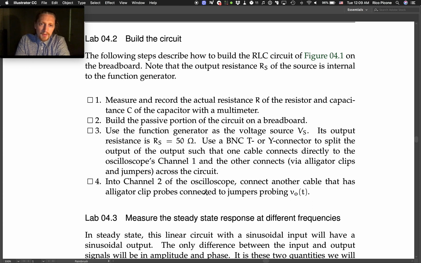Great. Build the passive portion of the circuit on the breadboard, so your RLC on the breadboard. Use the function generator as the voltage source. Its output resistance is 50 ohms. Use the BNC T or Y connector to split the output, such that one cable connects directly to the oscilloscope's channel 1 and the other connects via alligator clips and jumpers across the circuit.